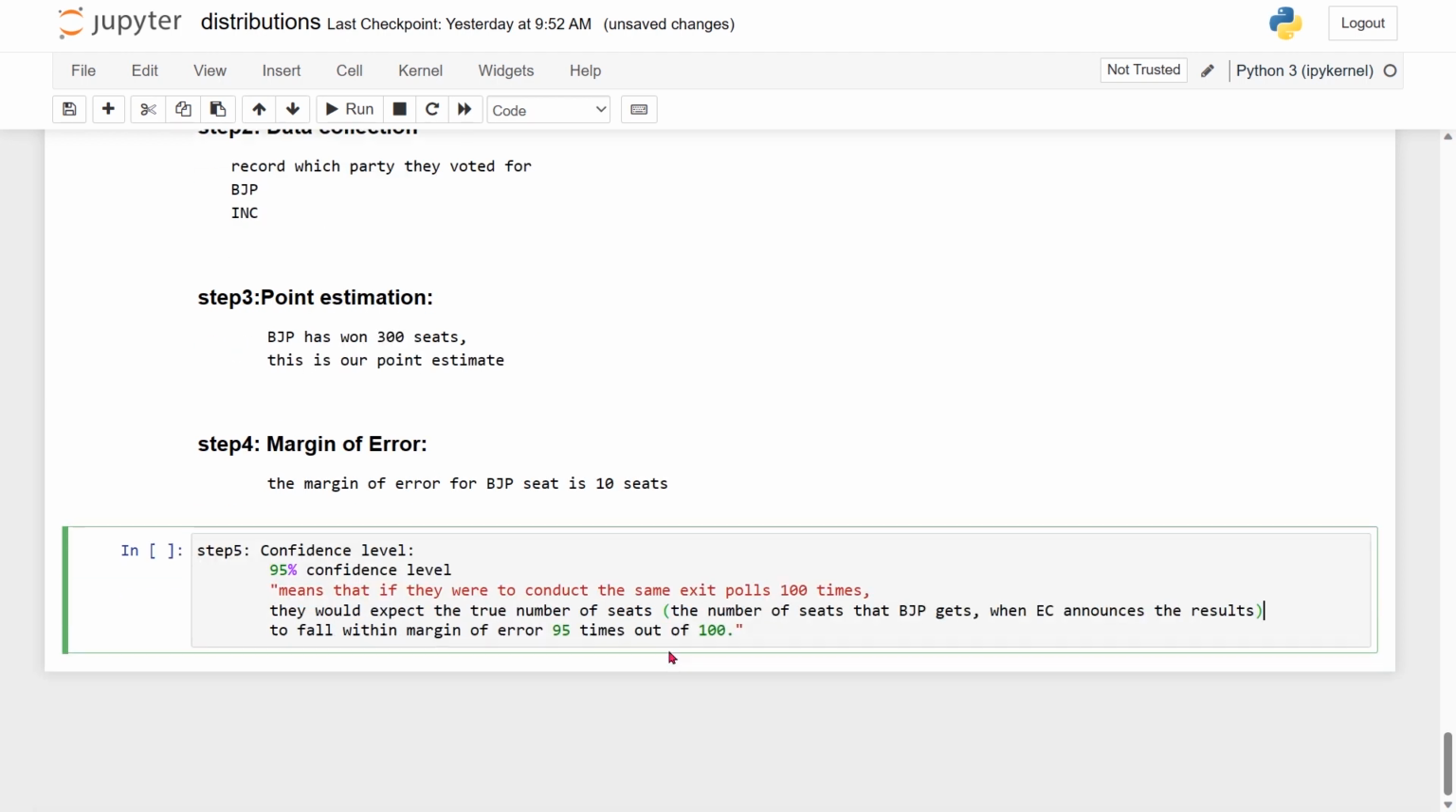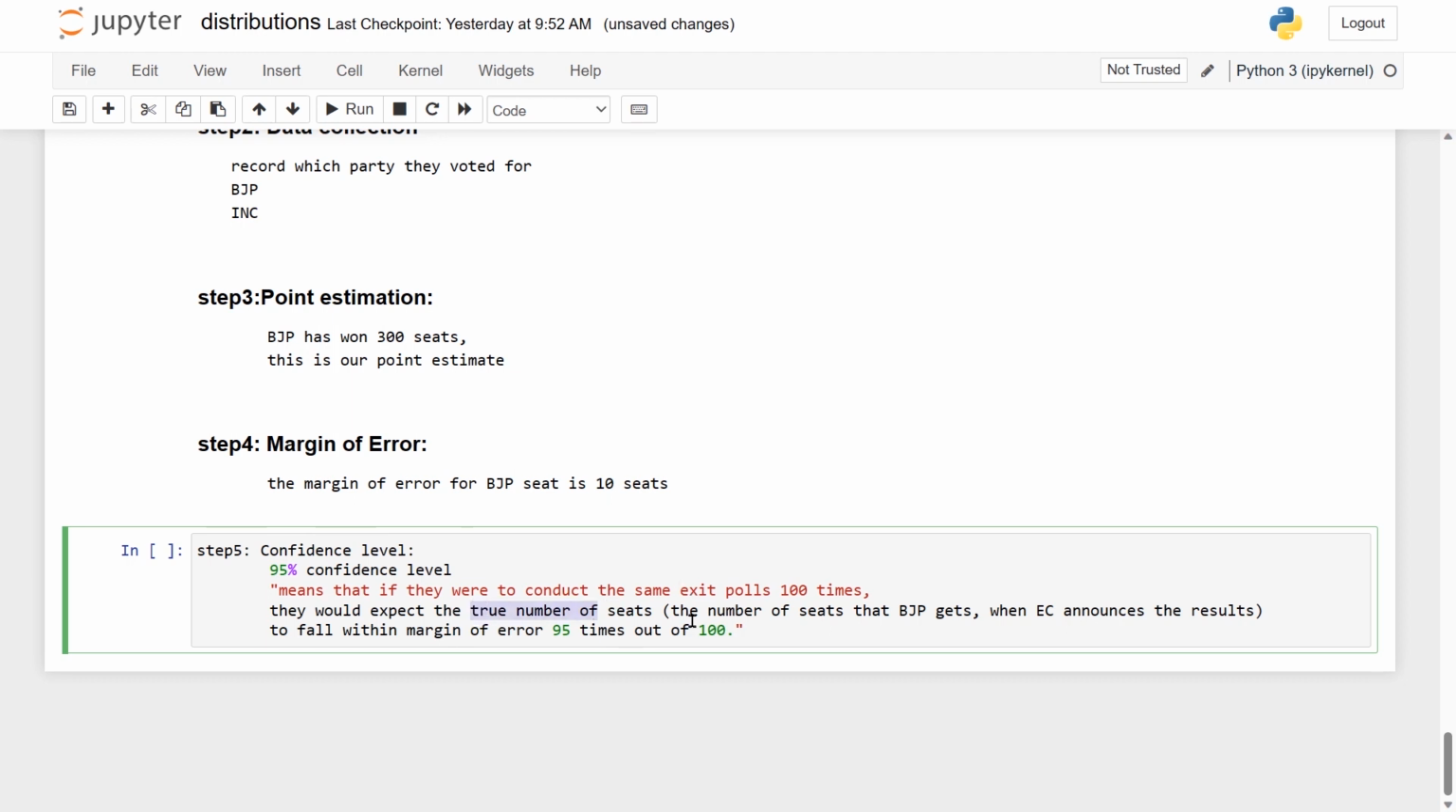So, what does 95% confidence level mean? Focus here. 95% confidence level means if they were to conduct the same exit polls 100 times, now they have conducted only once, correct? They have taken only one sample, correct? With that one sample, they have come up with a 95% confidence level, correct? So if they repeat the same exit poll process 100 times, they would expect the true number of seats.